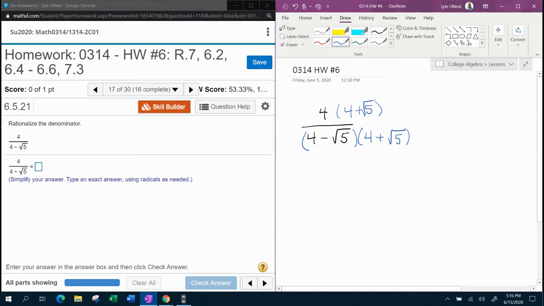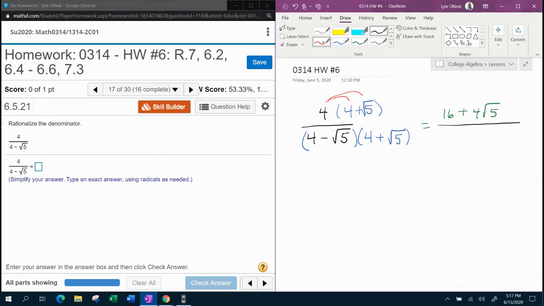Now, the numerator's not bad. In the numerator, we're just going to distribute. But in the denominator, since we have a binomial times a binomial, we're going to have to use the four-letter F word. That's right, we're going to have to FOIL it. Here we go. Let's do the numerator first. 4 times 4 is 16, plus 4 times square root of 5. That is just 4 square root of 5, okay?